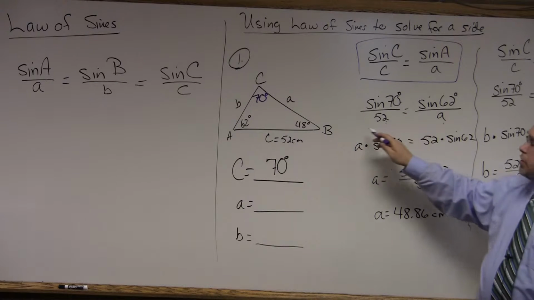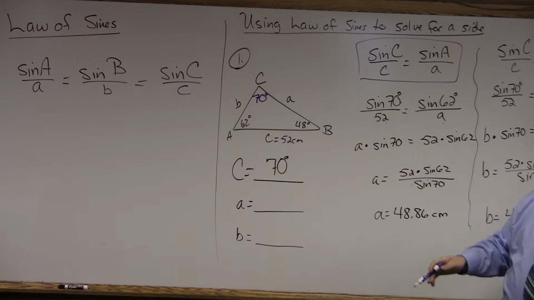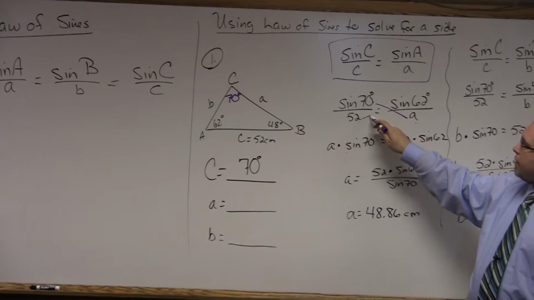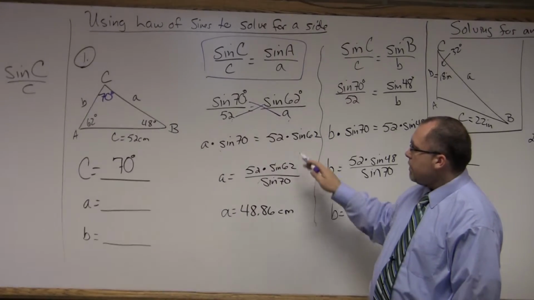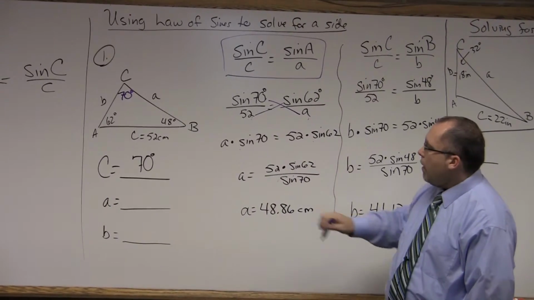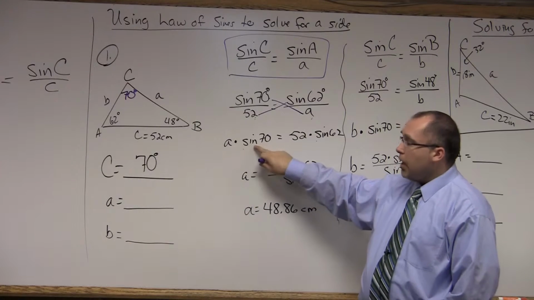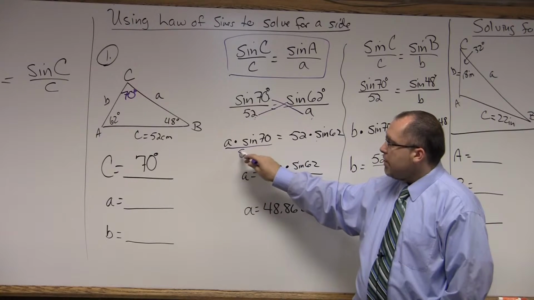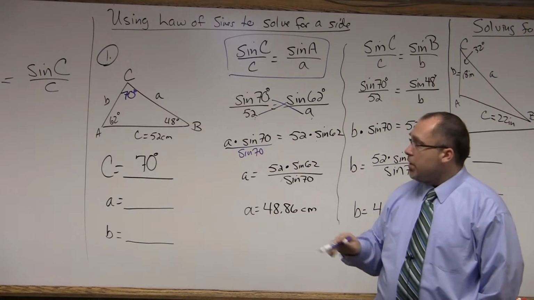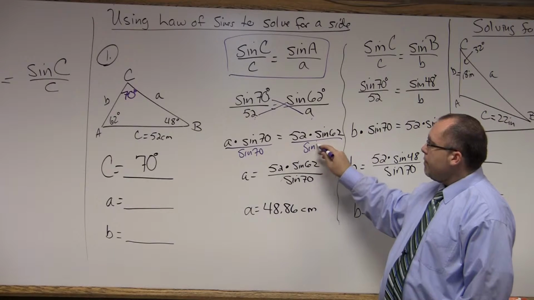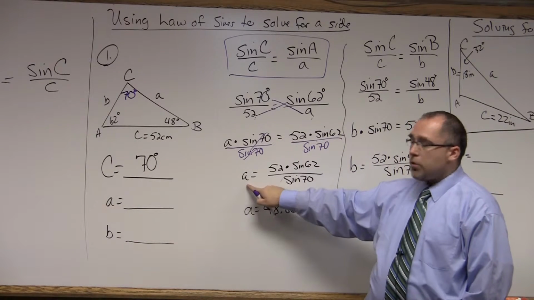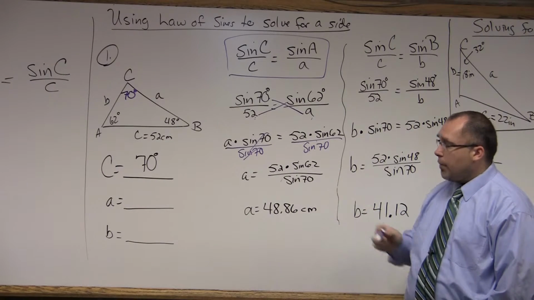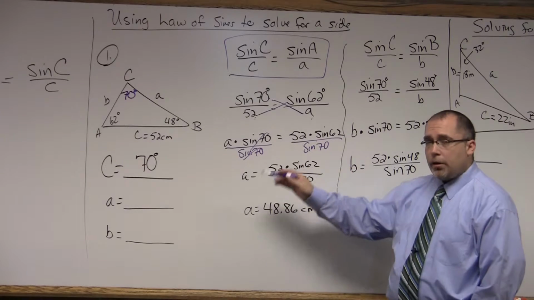And remember, how do you solve proportions like this? You have to cross multiply. So A times the sine of 70 will be equal to 52 times the sine of 62 degrees. Since we're solving for A, right now it's being multiplied by the sine of 70. The opposite of multiplying by the sine of 70 is to divide by the sine of 70, and what you do to one side of an equation, you must do to the other. So those cancel out, and you're just left with A. Then over here you have 52 times the sine of 62, all divided by the sine of 70. And all you do is type that in your calculator.